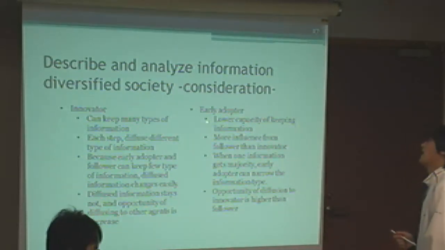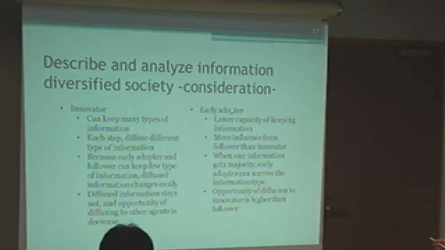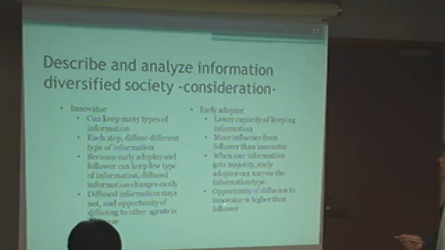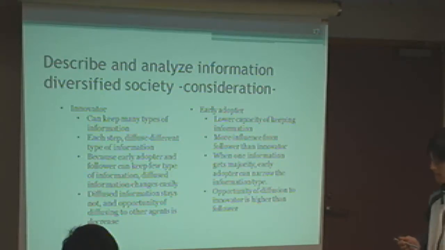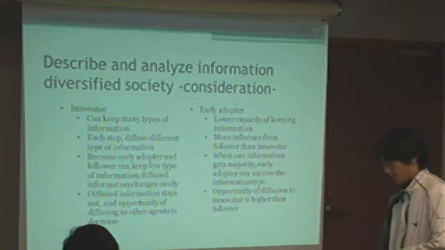But on the other hand, the early adapter has lower capacity for keeping information and more influence from followers than the innovator. And when one information gets the majority, the early adapter can narrow the information type. So the opportunity of diffusion to the innovator is higher than to followers. So the early adapter has more influence than innovators.